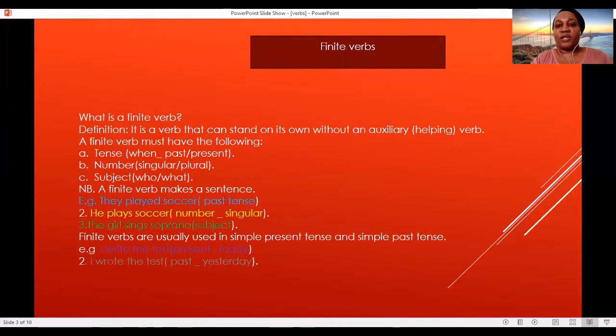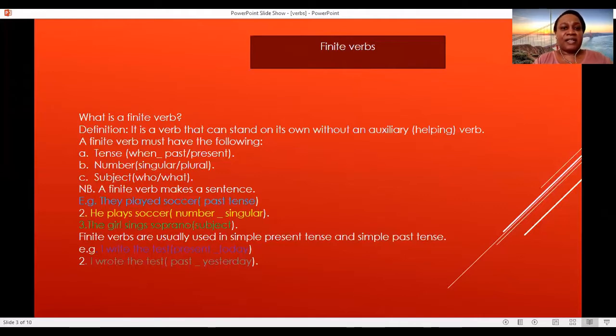Now we zoom into looking at finite verbs. What is a finite verb? It is a verb that can stand on its own without an auxiliary verb. An auxiliary verb is also known as a helping verb. It helps maybe to maintain the tense, etc. This type of verb, a finite verb, can stand on its own without the help of an auxiliary verb.